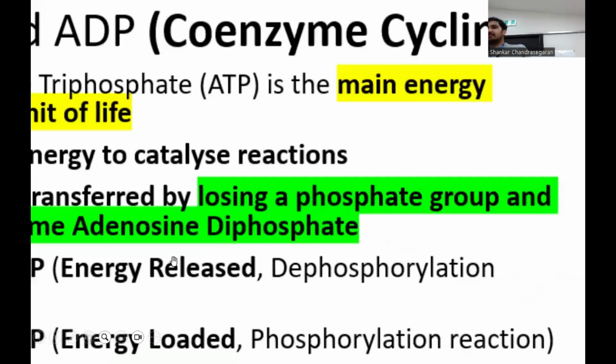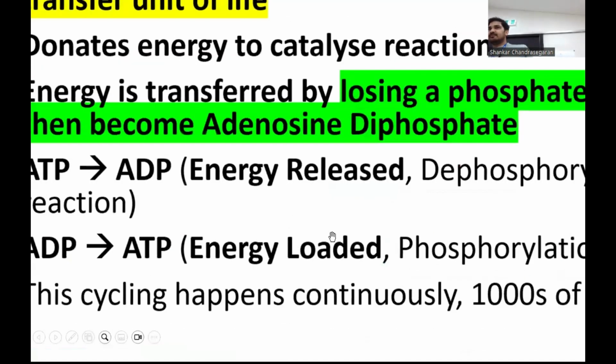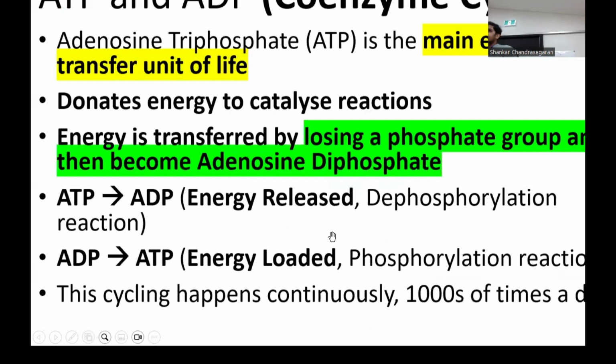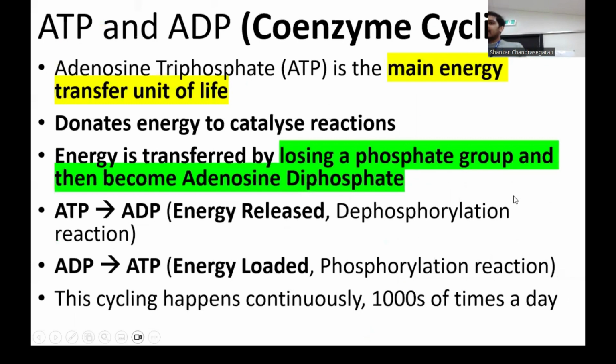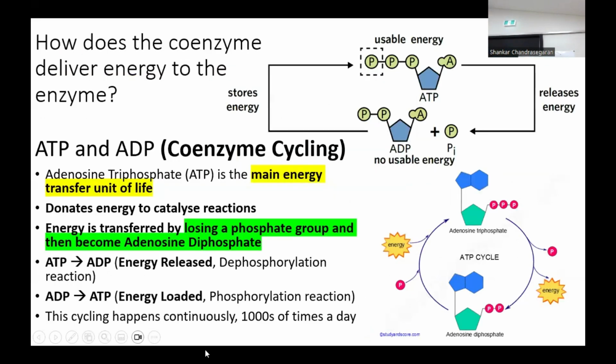So yeah, essentially this is what happens, right? Adenosine triphosphate becomes adenosine diphosphate when it releases that energy, and that process is referred to as a dephosphorylation reaction. And when the adenosine diphosphate needs to be recharged, or energy loaded, it's going through something known as a phosphorylation reaction.